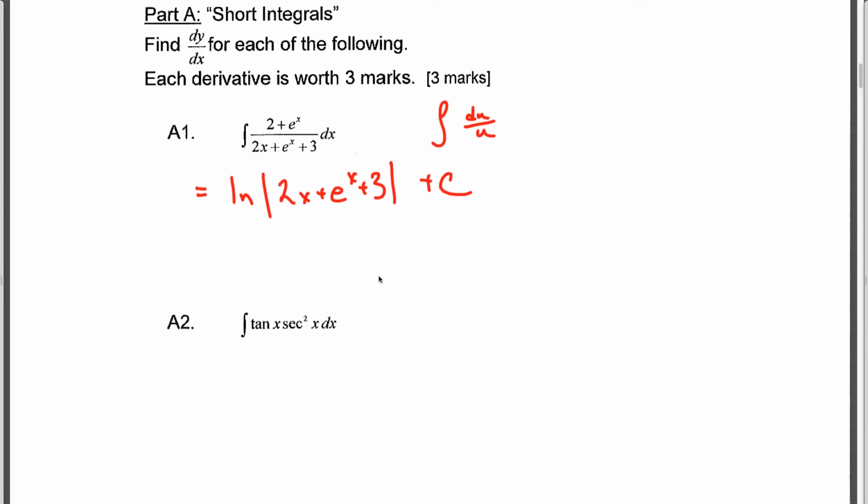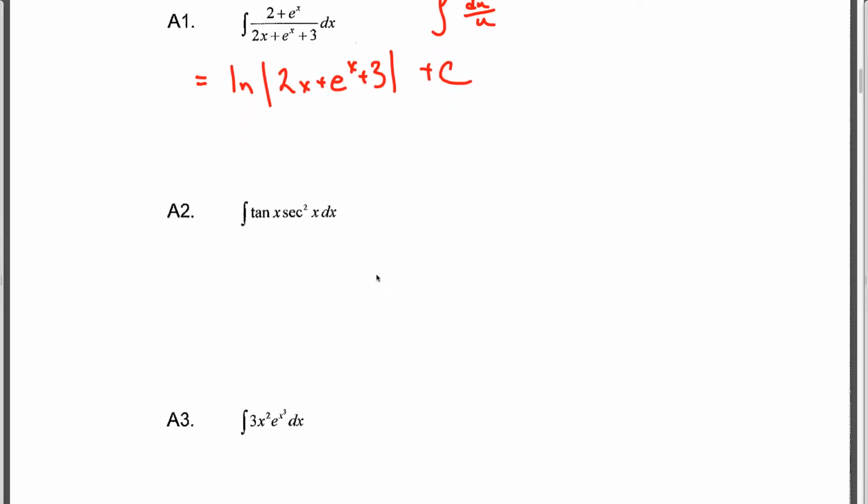Example 2a then. We have tan x secant squared x, and we actually have two approaches we can do with this one. We can recognize that the derivative of tan is secant squared, so instantly we're looking at u and du, and we can integrate immediately. Or we can also consider this tan times secant, in which case the derivative of a secant is the tan secant, and it's a different way to consider u and du. We'll do the first one because it's probably more straightforward.